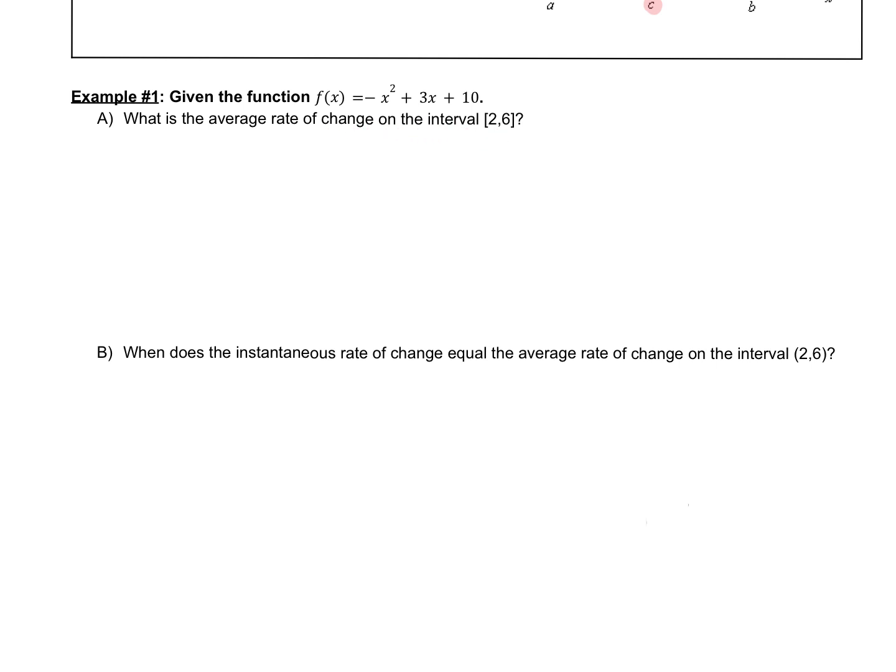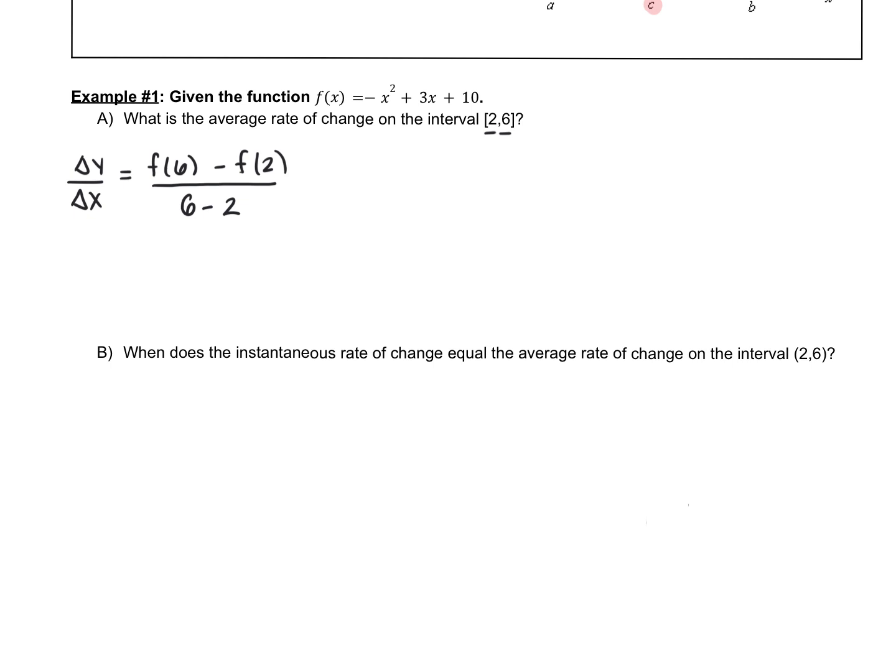So average rate of change is slope. So change in y over change in x. And instead of the y values as y2 and y1, we're going to use function notation. So since this is your interval from a to b, we're going to say f of 6, that's your y value, minus f of 2, all over the x values, which are 6 minus 2.